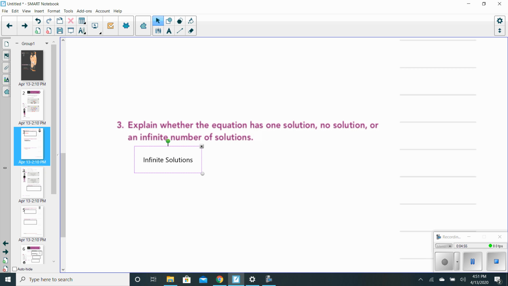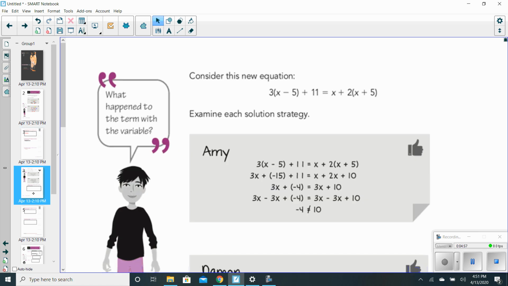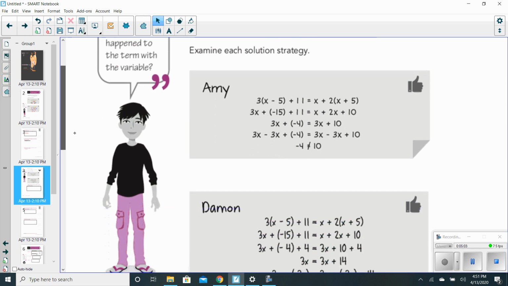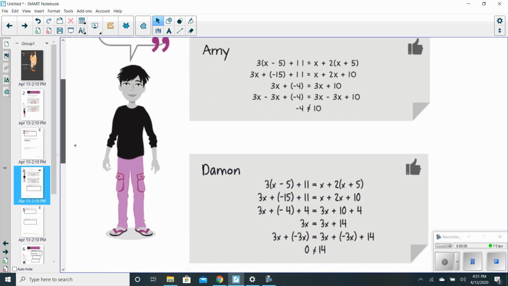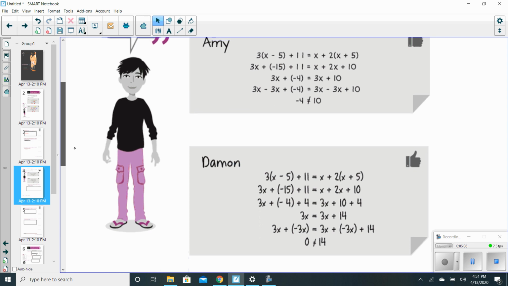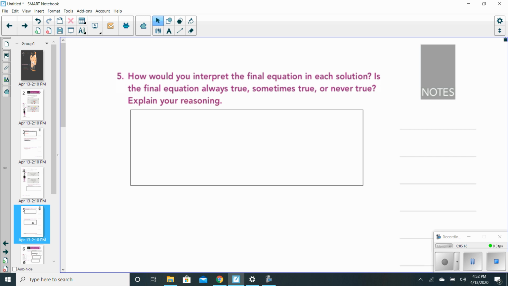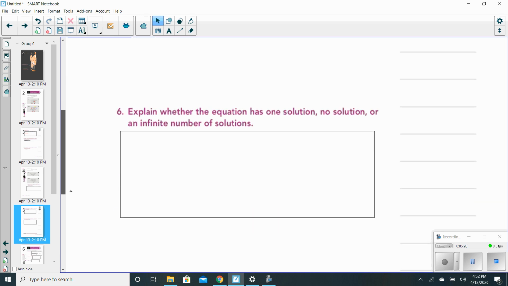So now your job is to consider another equation. So this equation is still solved by Amy and Damon. And this time, they got a little bit of a different answer. So I want you to take some time, observe this, and see why and how Amy and Damon got similar but different answers. And then go ahead and answer questions 5 and 6.